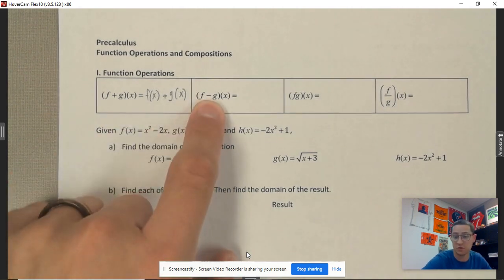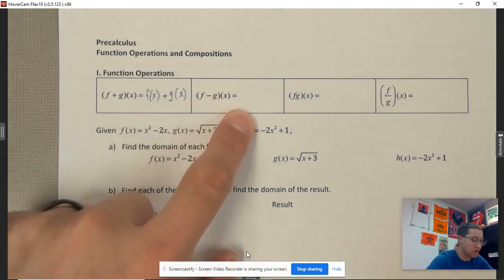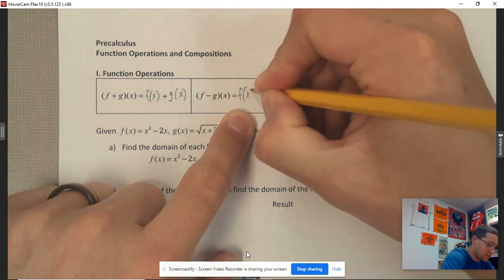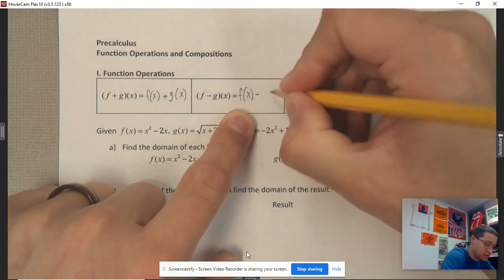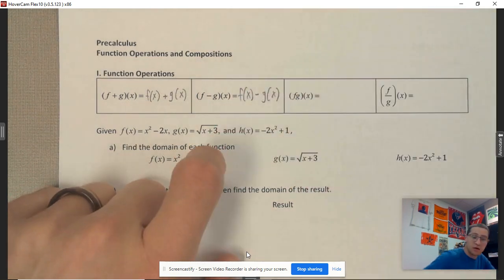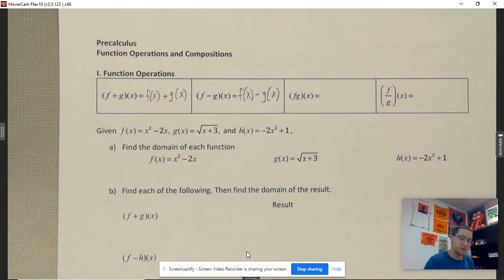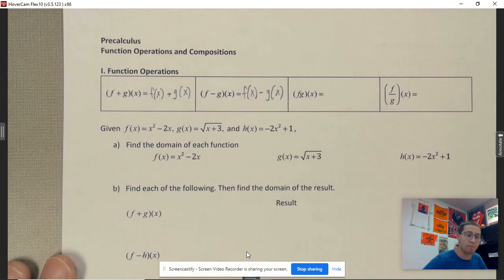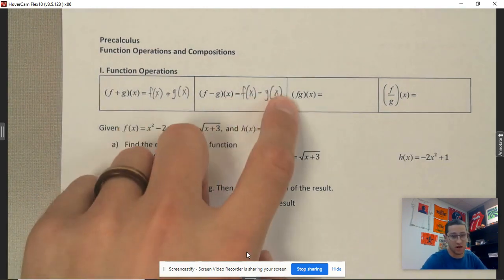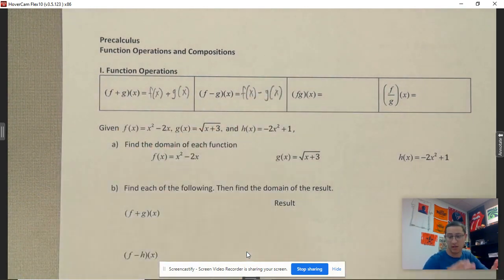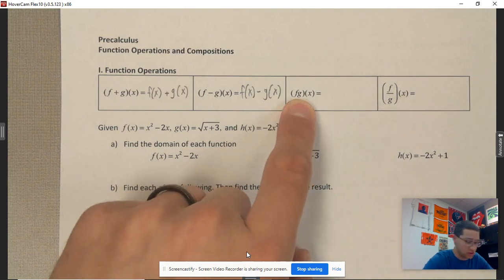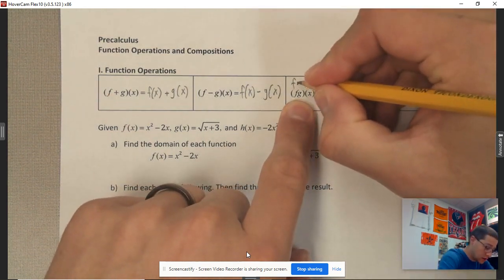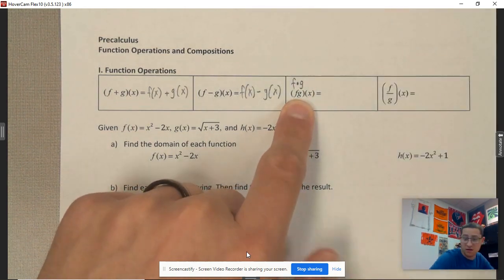Very similar with f minus g of x. You're taking f of x and then you subtract whatever g of x is. That one's a little bit more complicated just because the negative poses a bit of an issue. But you take f of x, subtract whatever g of x is, combine like terms, and you get a different function. When you see this, you might even see a dot, just so you know.